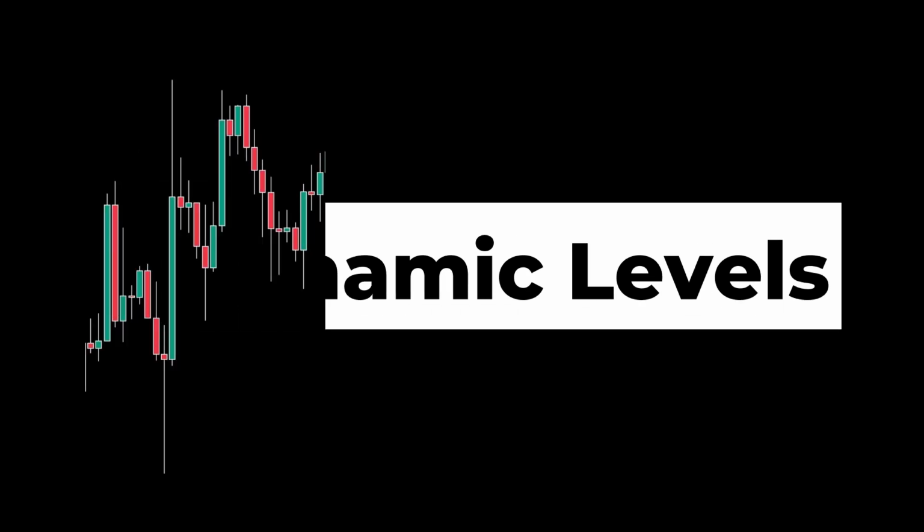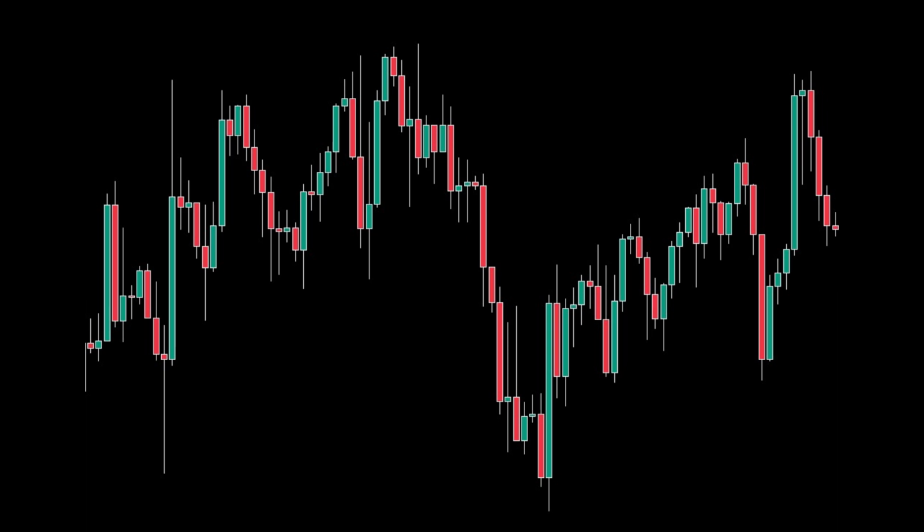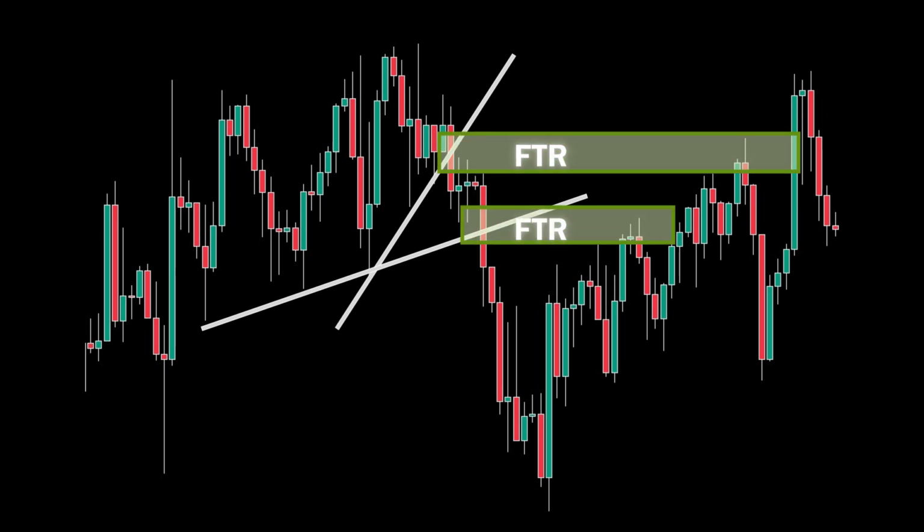Dynamic levels. Dynamic levels, which are essentially trend lines, are another type of classic levels. Trend lines shift on the chart and are drawn by connecting valleys or peaks. After the break of each dynamic level, a trading knot called FTR is formed, where we expect a price reaction in the future.